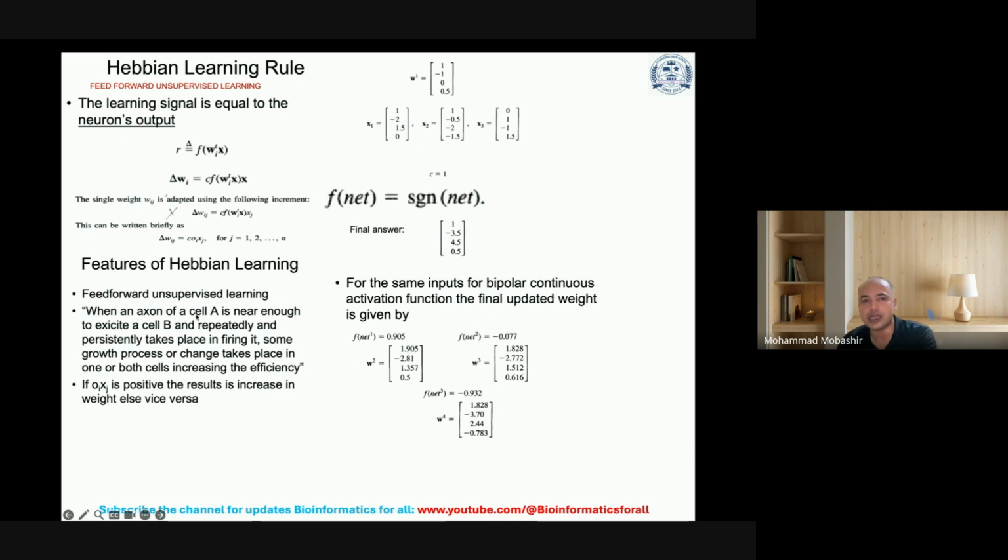When an axon of a cell A is near enough to excite a cell B, and repeatedly and persistently takes part in firing it, some growth process or change takes place in one or both the cells, increasing the efficiency. If OiXj is positive, the result is an increase in weight, else vice versa. So this is how you can understand this Hebbian learning rule for the same inputs for bipolar continuous activation function. The final updated weight is given here.